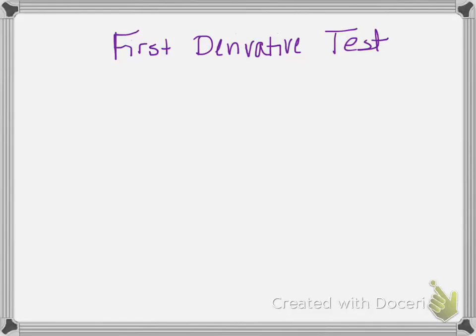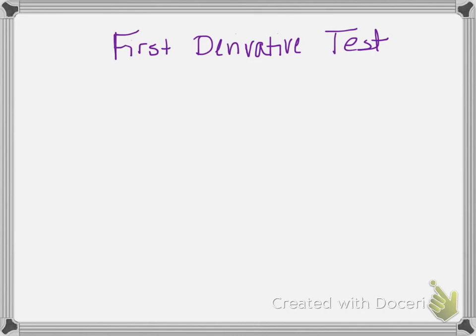We're going to talk about the first derivative test. The first derivative test is a test that helps me figure out where a graph is increasing, where a graph is decreasing, and it also helps me figure out where any maximums and minimums of an equation are located.